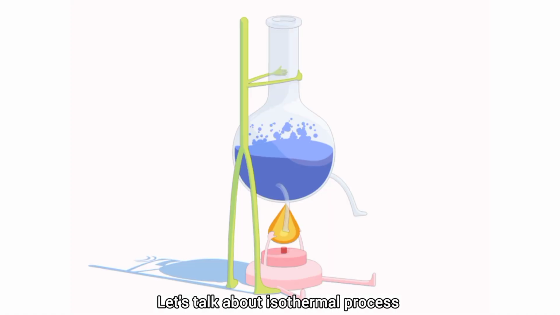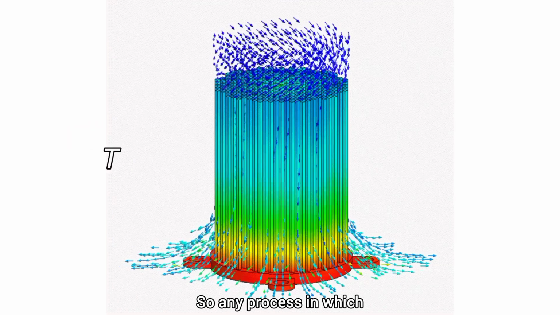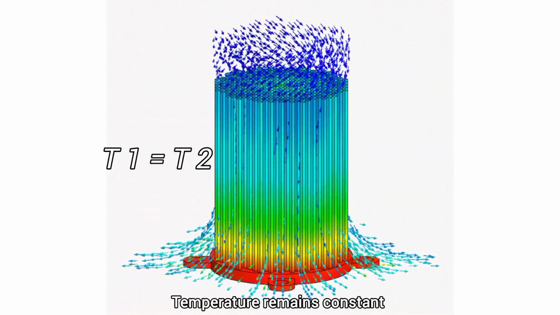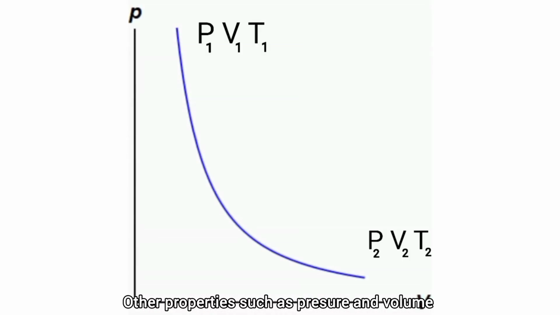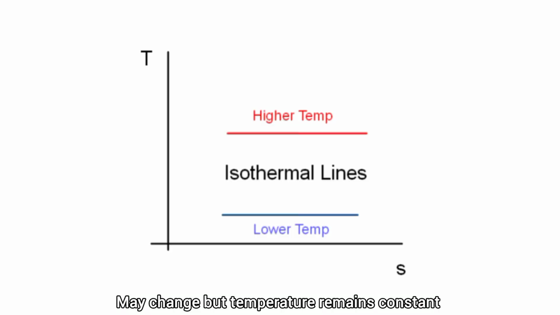First of all, let's talk about the isothermal process. Iso means same and thermal represents temperature. So any process in which temperature remains constant is known as an isothermal process. Other properties such as pressure and volume may change, but temperature remains constant.